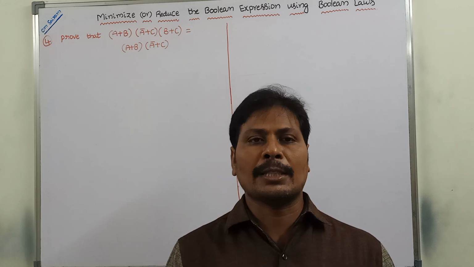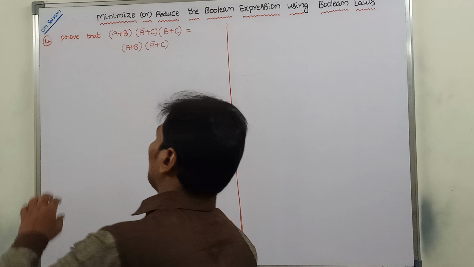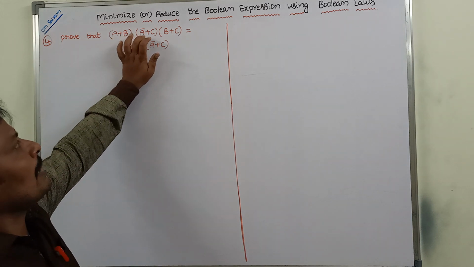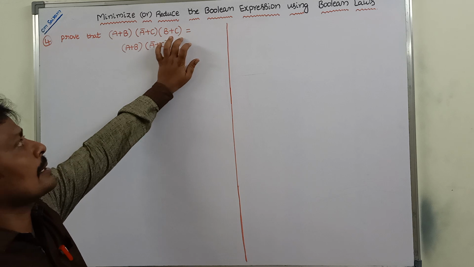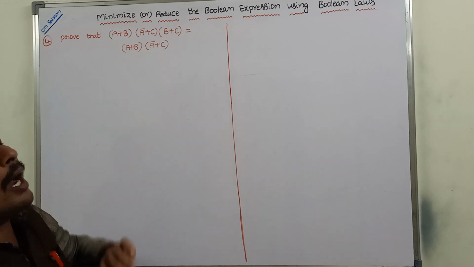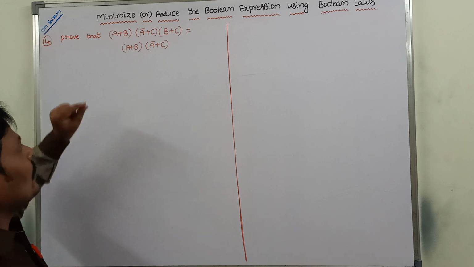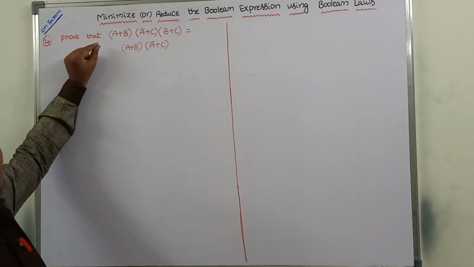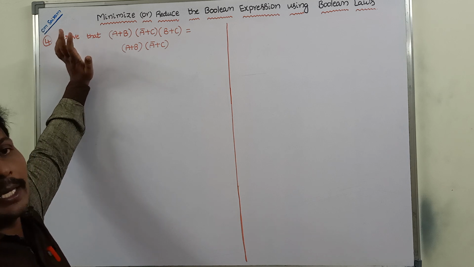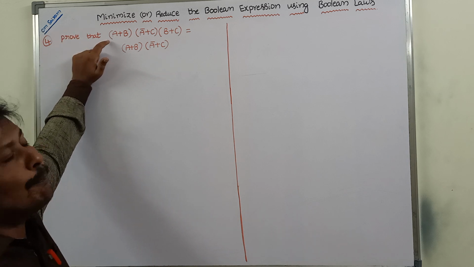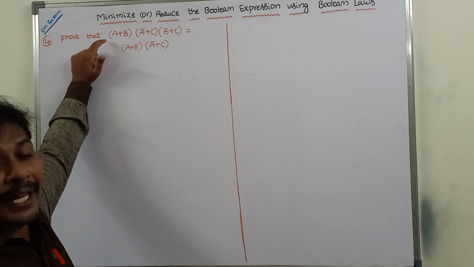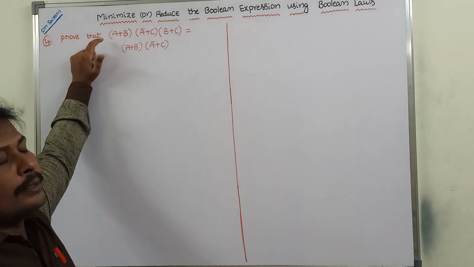from the previous problems. Prove that (a plus b) into (a bar plus c) into (b plus c) is equal to (a plus b) into (a bar plus c). So, this problem can be solved by using these steps. The first step is we have to simplify the given Boolean expression on the left hand side.